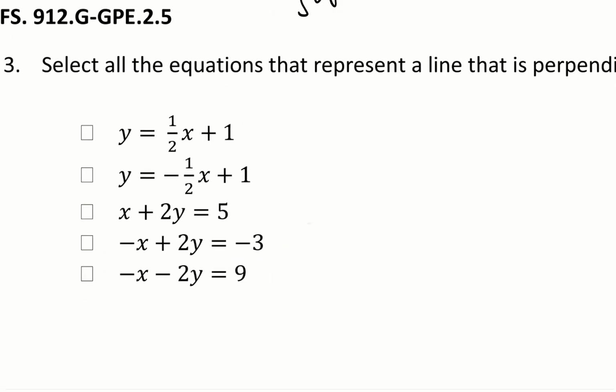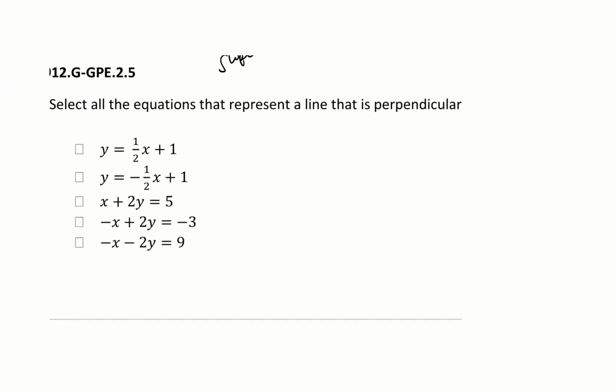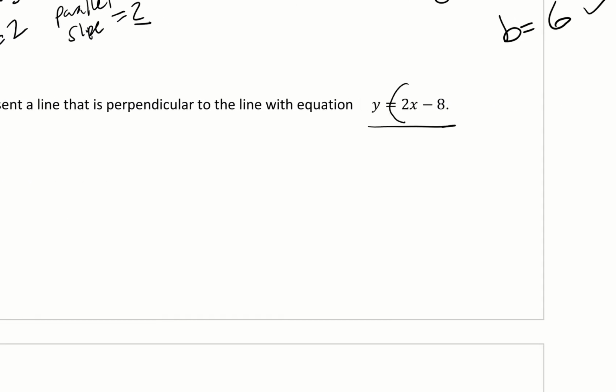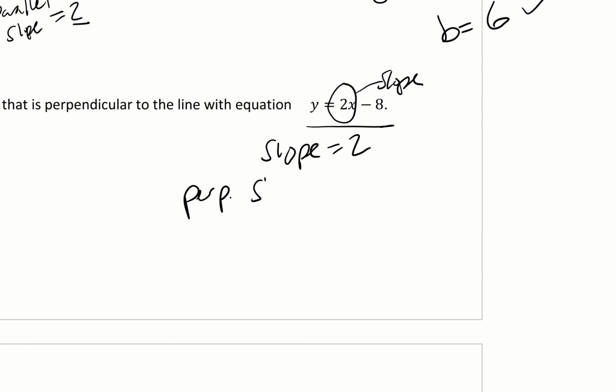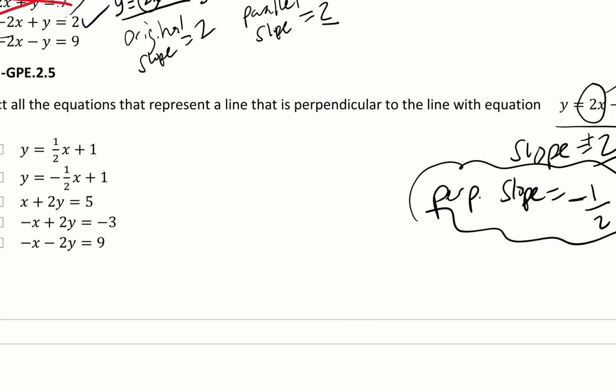All right, so now select all the equations that represent a line that is perpendicular. So in this case, the equations that are perpendicular to the line with this equation. So the slope of this equation is 2, which means that we want the perpendicular slope to be, put this over 1, flip it, change the sign from, in this case, positive to negative. So this is the perpendicular slope that we want. So clearly the slope here is not -1/2, it's +1/2. So no, this is not correct. Here the slope is -1/2, so that checks out.